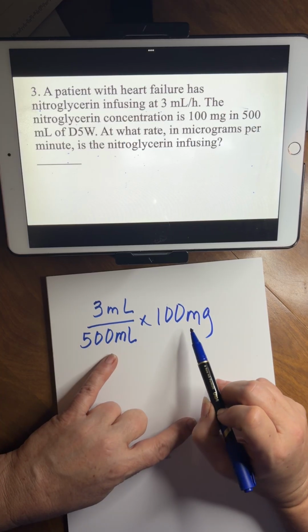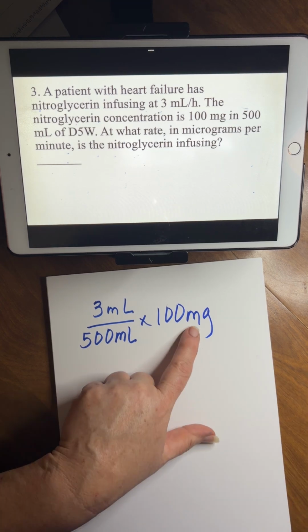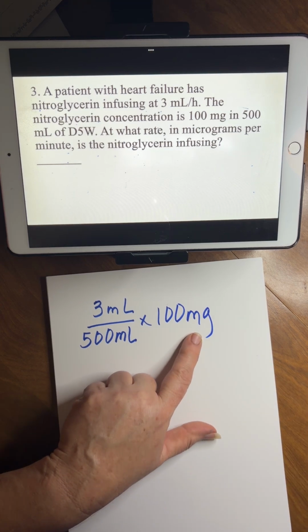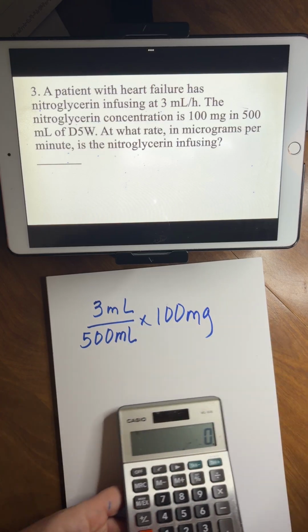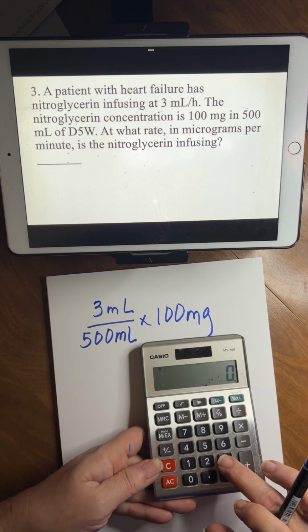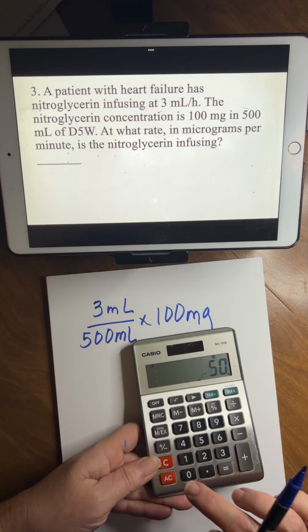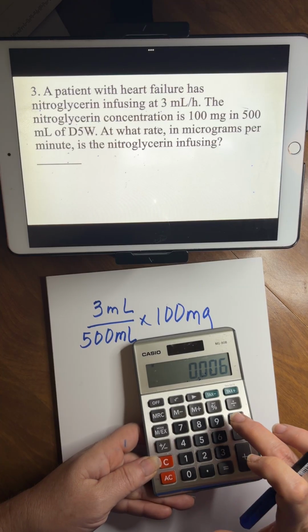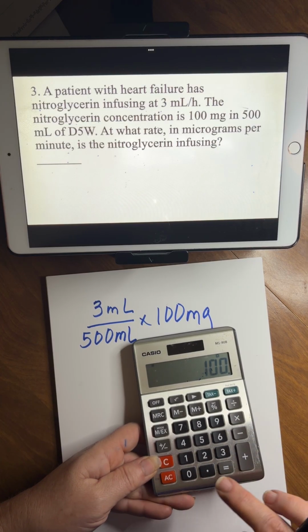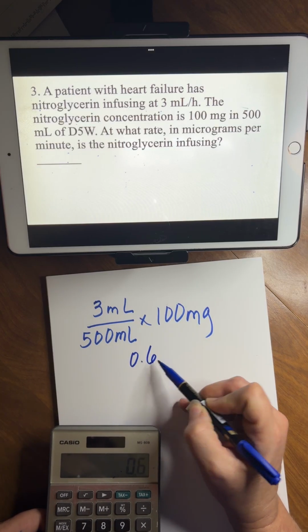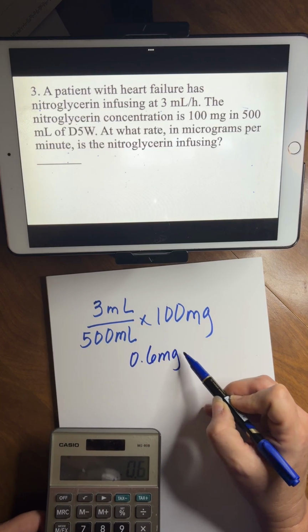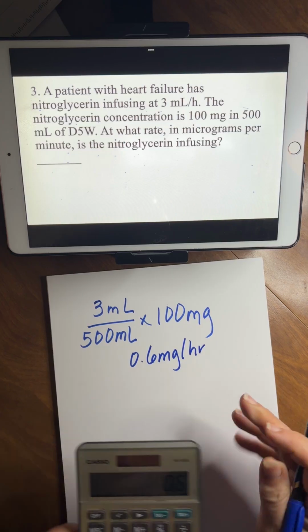And then we're going to do the math because we're trying to find out how many milligrams an hour he's getting. So we'll do the 3 divided by 500, then times 100. 3 divided by 500 times 100 equals 0.6 milligrams per hour.